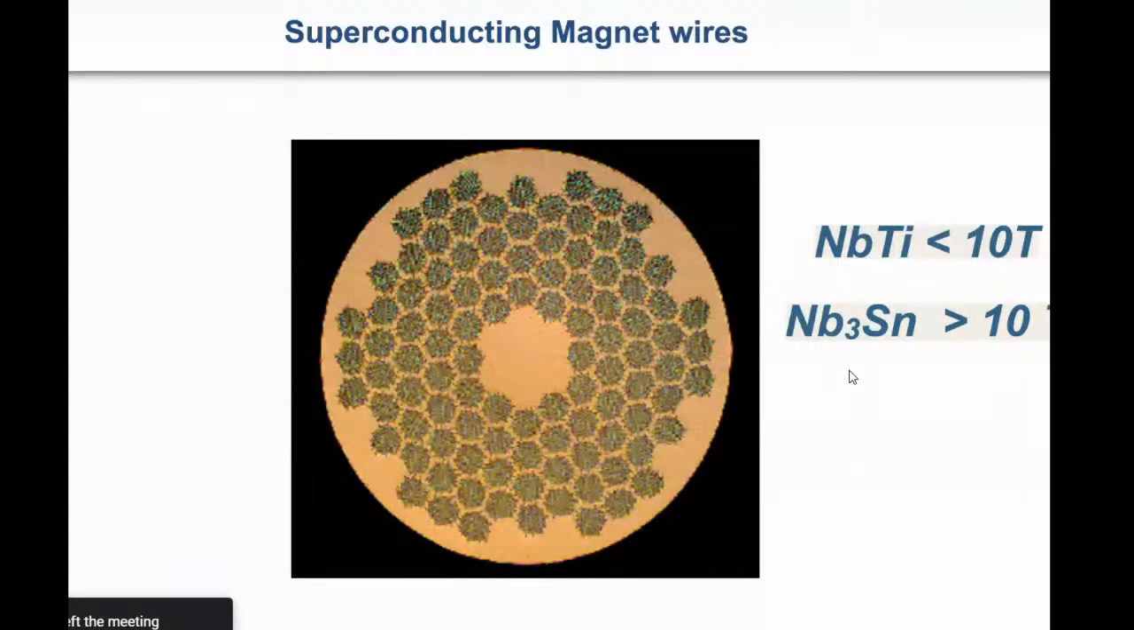So these are wires. This is the cross-section of the wire, made of either niobium titanium or niobium tin for greater than 10 Tesla. It is wound very specifically so that you get a homogeneous magnetic field over 5 centimeters. How it is wound is a proprietary thing that Bruker and the other magnet makers have.